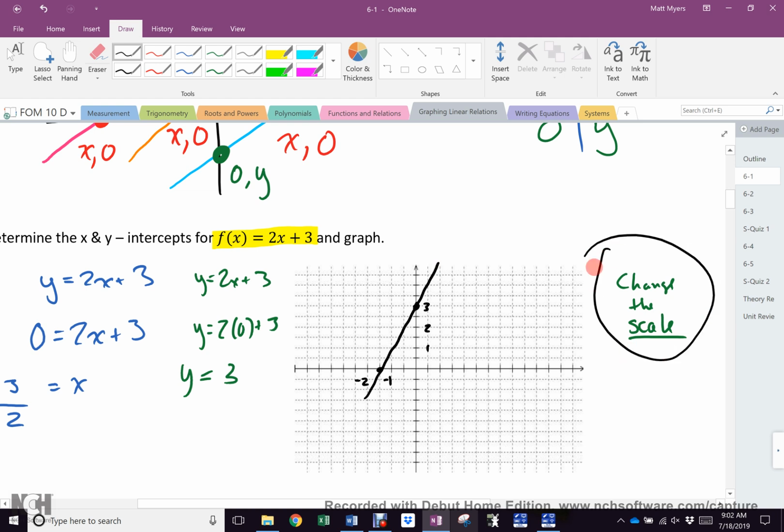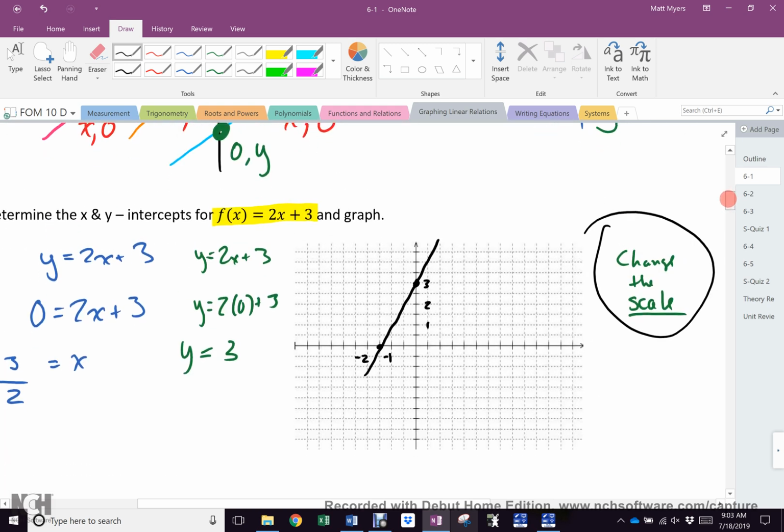This is what all of your future math teachers are going to want you to do if you can. They don't want you, if you can avoid it, putting dots in the middle. Everybody cool? But sometimes you have to. Everybody okay? All right.